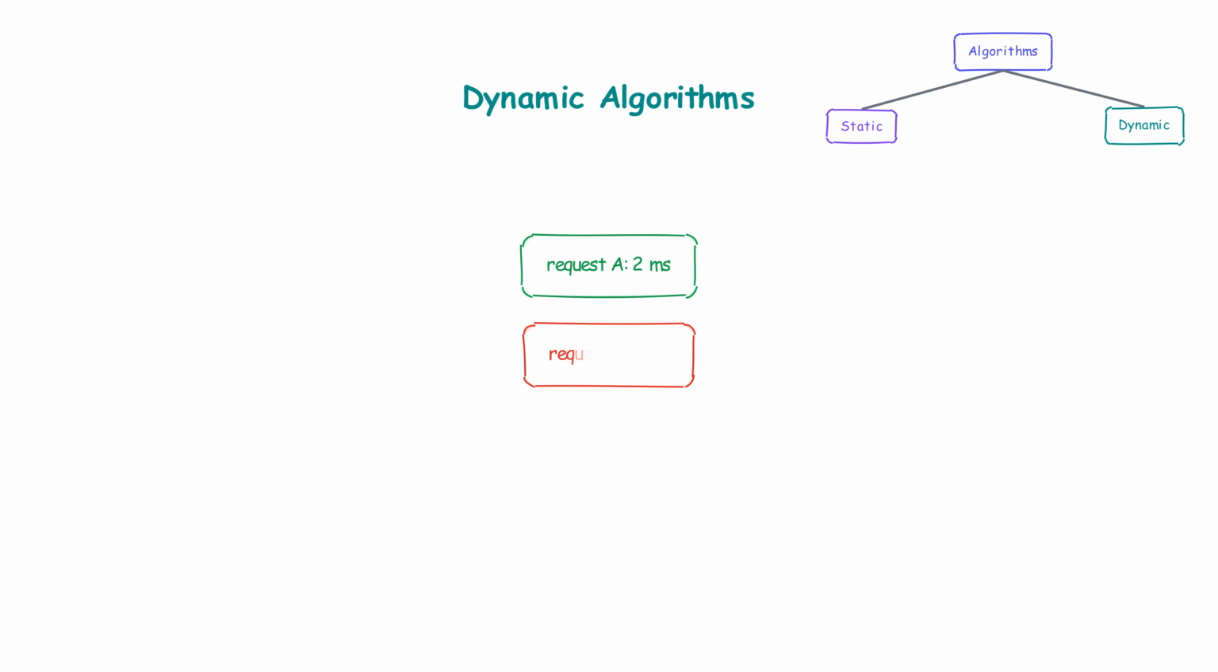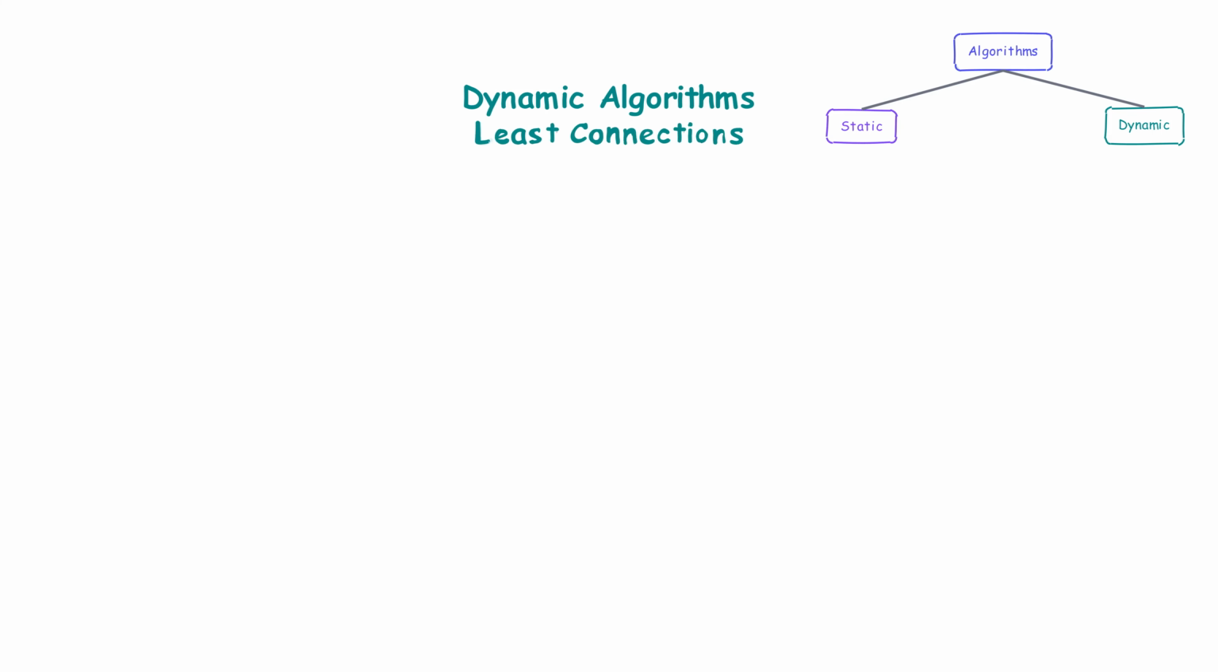What if some requests take 2 milliseconds to process, while others take 10 seconds to generate a massive report? Static algorithms fail here because they don't look at active usage. That's why we use dynamic algorithms, which monitor the live health and state of the servers. The primary dynamic method is least connections.